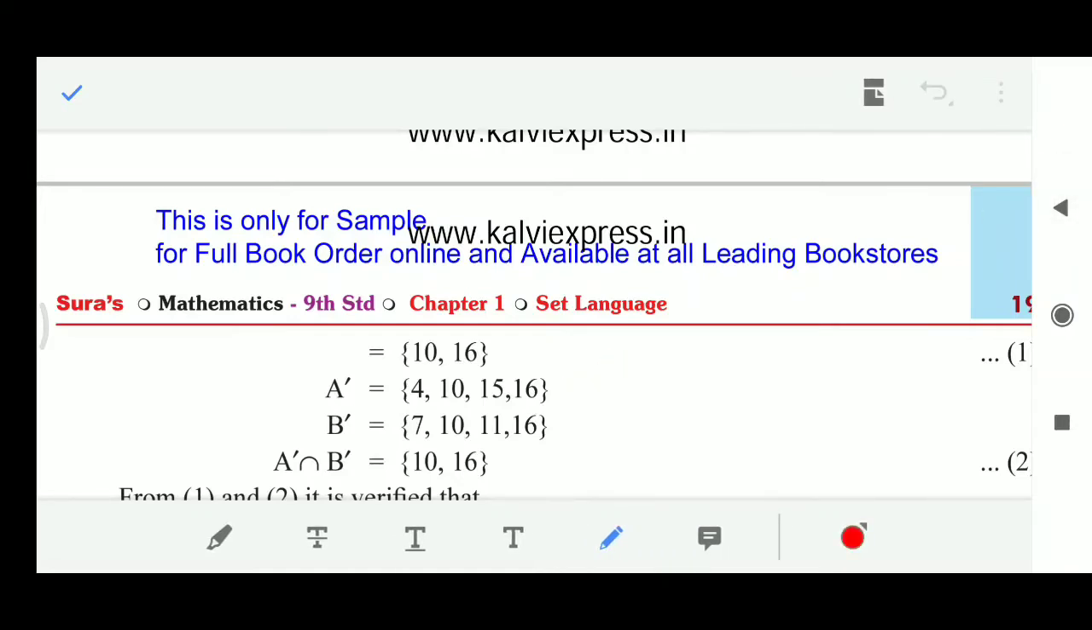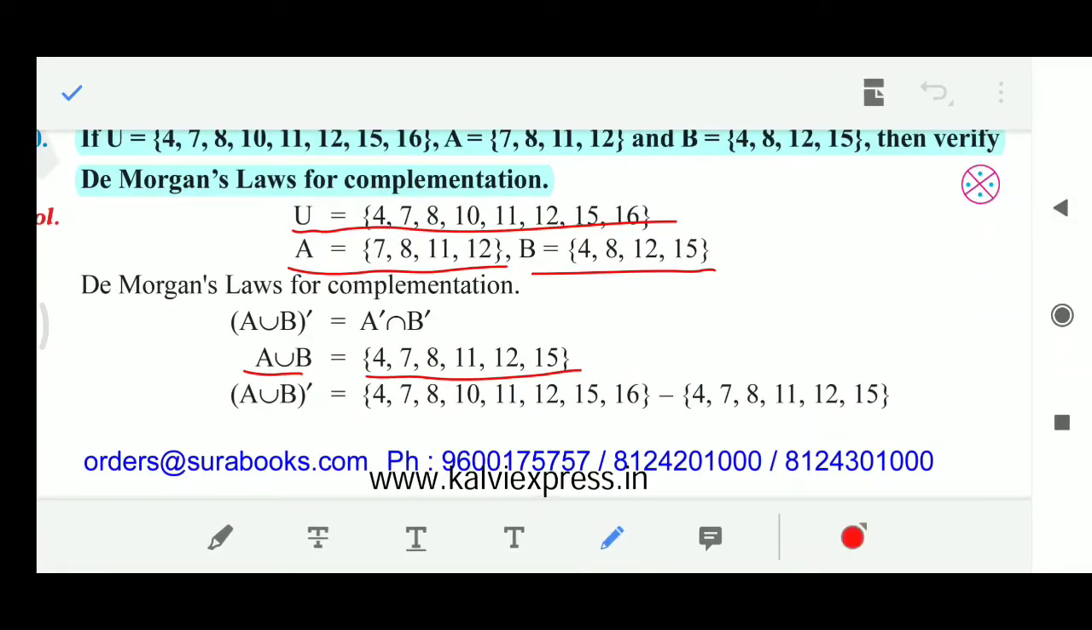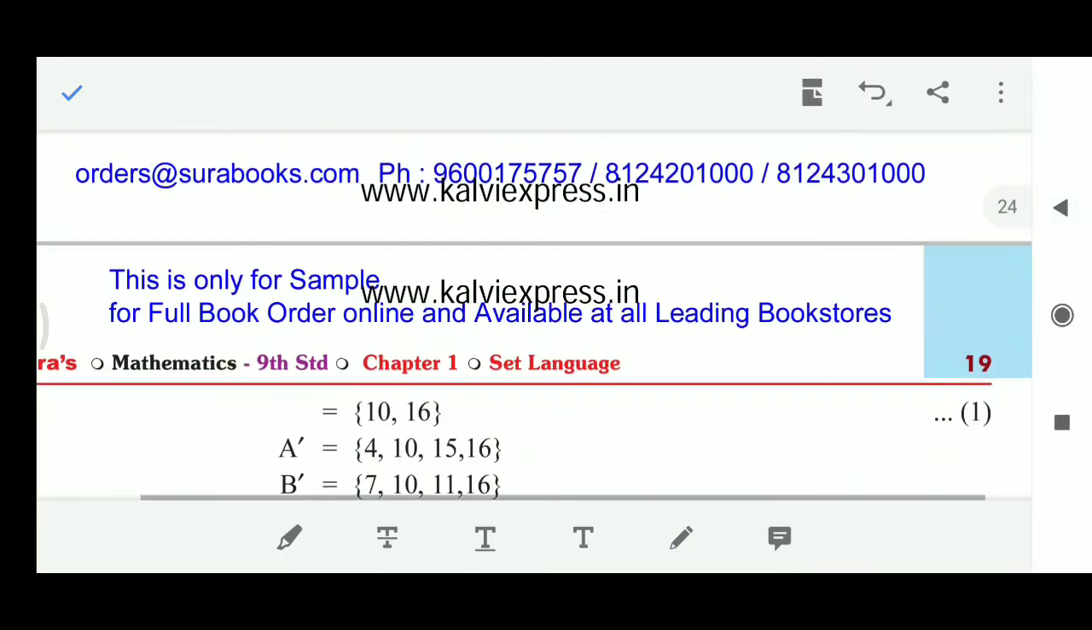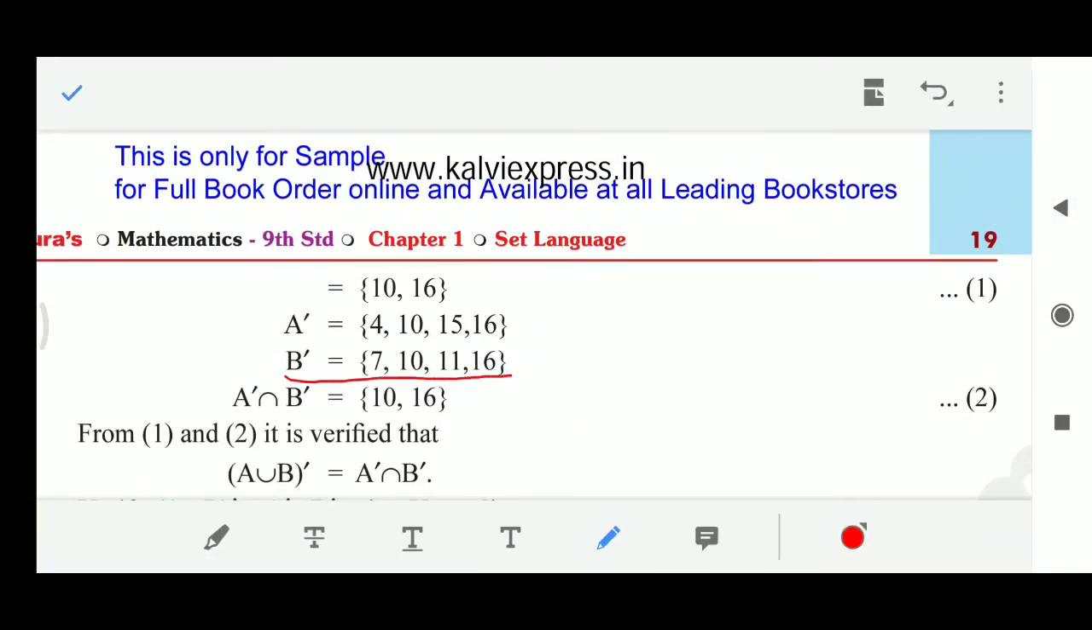Then we are going to find the B dash. The B dash is also the same as A dash, universal minus B. So universal minus B, we have to eliminate the common elements. B has 4, 8, 12 and 15. If we eliminate these 4 elements, the remaining elements are 7, 10, 11 and 16. So B dash is equal to 7, 10, 11 and 16.